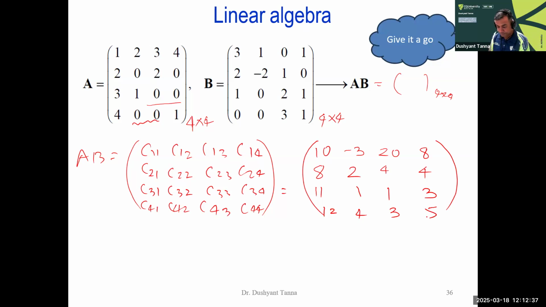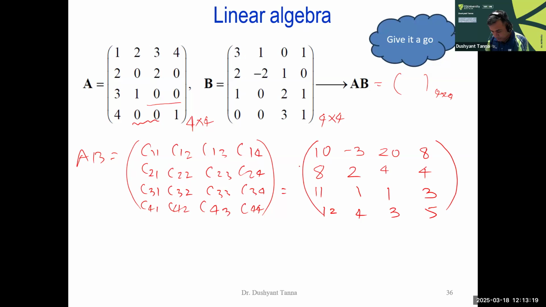I'll verify it once more. 1, 2, 3, 4. So 3 plus 6 plus 3. No, the first one is wrong. Sorry. 3 plus 4, sorry, 7 plus 3. No, that's fine, 10. 1 with minus 2, so that's minus 3. And those are 0, so minus 3. Yep. 0, 2, 6, and 12. Yep, that's 20. 1, 0, 3, and 4. That's right.